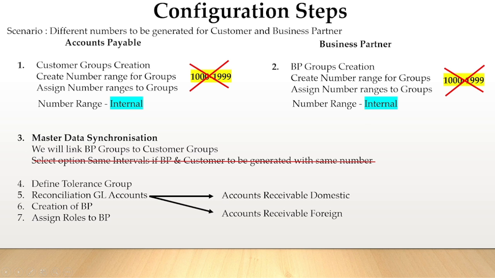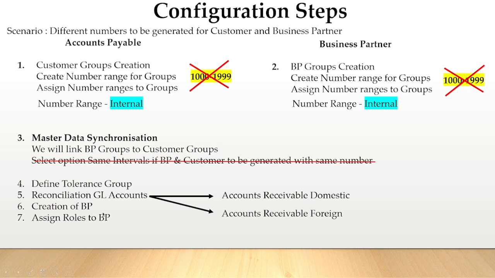Now third step is master data synchronization. In this step we will link business partner groups to customer groups. No need to select this option, same intervals to be generated for BP and customer. Fourth step is define tolerance groups. Fifth one, reconciliation GL accounts creation. Here we will create two GL accounts, accounts receivable domestic and accounts receivable foreign.